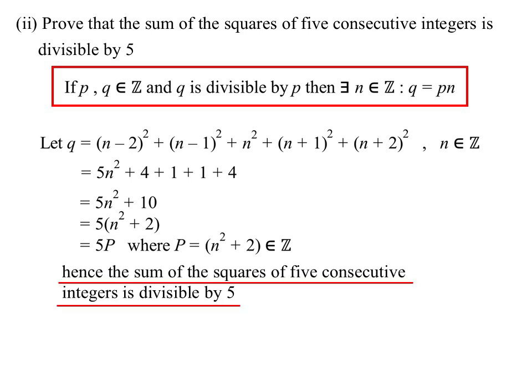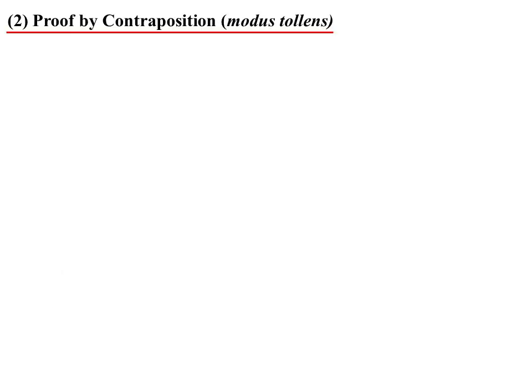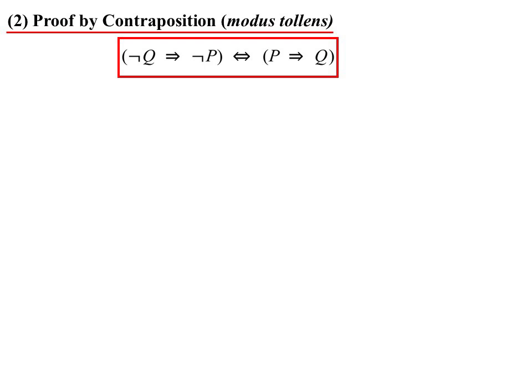So those are direct proofs. Let's now play with the idea of contrapositives. So we're going to do what's called proof by contraposition, or to give it its correct name, modus tollens. Remember we said this. These are logically equivalent. Not Q implying not P is the same as saying P implies Q. Because sometimes it's just easier to prove it the other way.